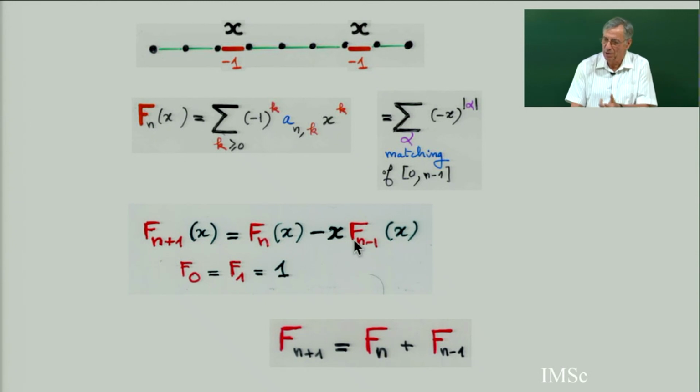So it's very easy to see from the Fibonacci polynomial that they satisfy this three-term recurrence, just by looking at what happens on the last point. There are two different choices, which correspond to these two different terms here.